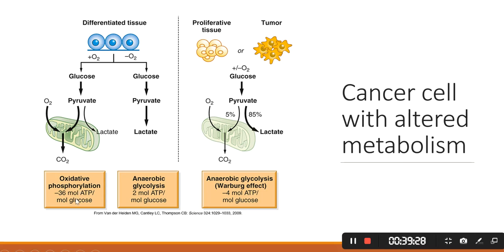Pyruvate, lactate, oxidative phosphorylation: 36 molecules of ATP. But if there is not enough oxygen, then the glucose forms pyruvate and lactate, and 2 molecules of ATP are formed. What did tumor cells or the cancer cells do? It will have glucose which converts into pyruvate and either uses O2 and gets converted into CO2, or just releases lactate, and 4 molecules of ATP are formed because it keeps on going as a cycle. It keeps on undergoing the process of glycolysis.